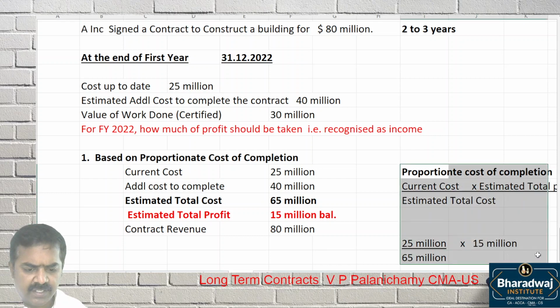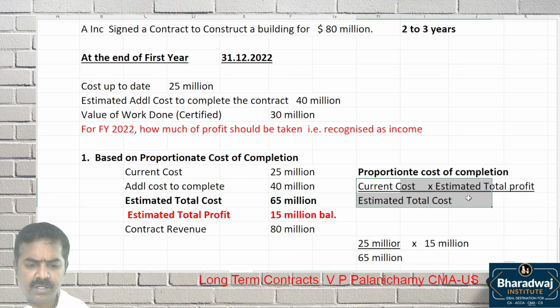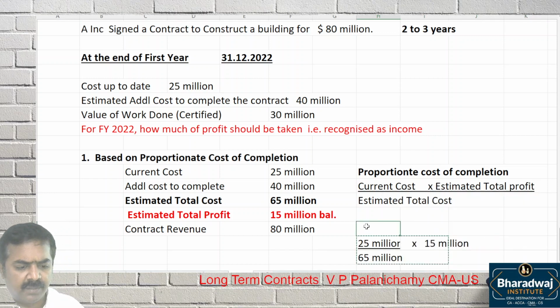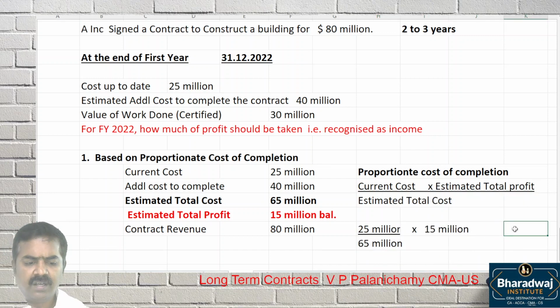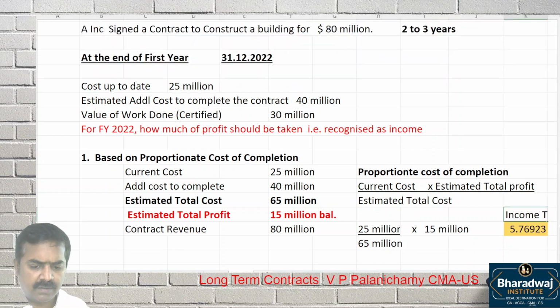So under this method, how is the income recognized? Current cost divided by estimated total cost into estimated total profit. So when you do that, 25 million divided by 65 million into what? 15 million. How much will it come? Do this: 25 by 65 into 15 million. This much can be recognized as income. This much will be recognized in which one? Income statement. Our revenue from contract like that in the first year, how much income will be recognized? 5.76 million will be recognized.